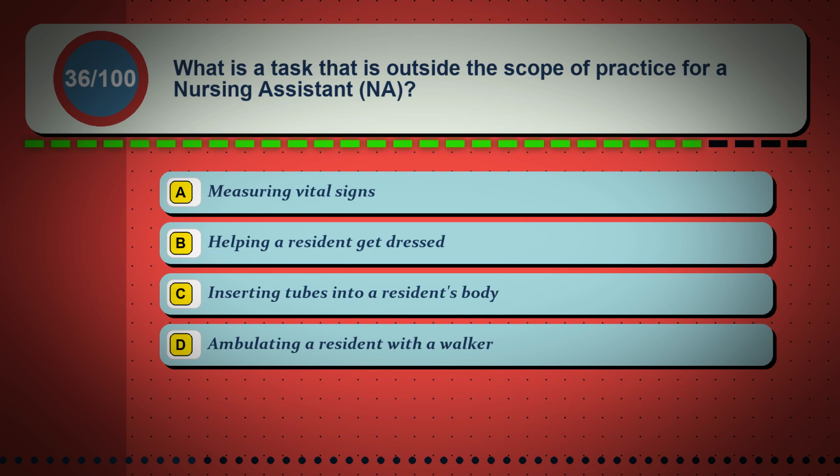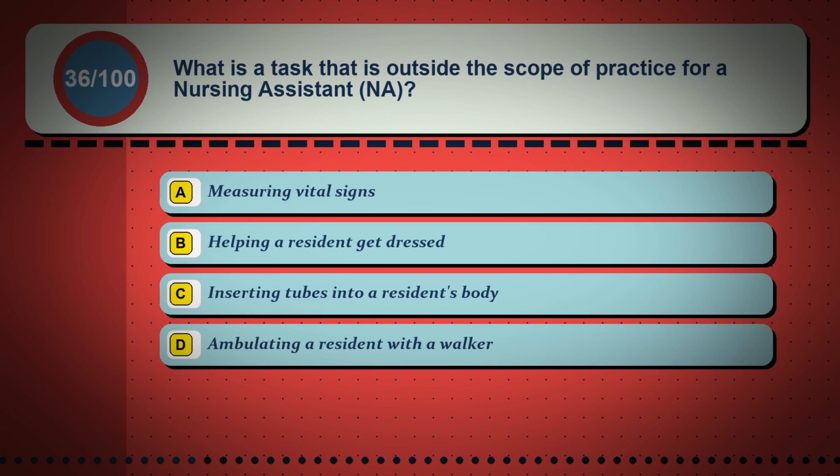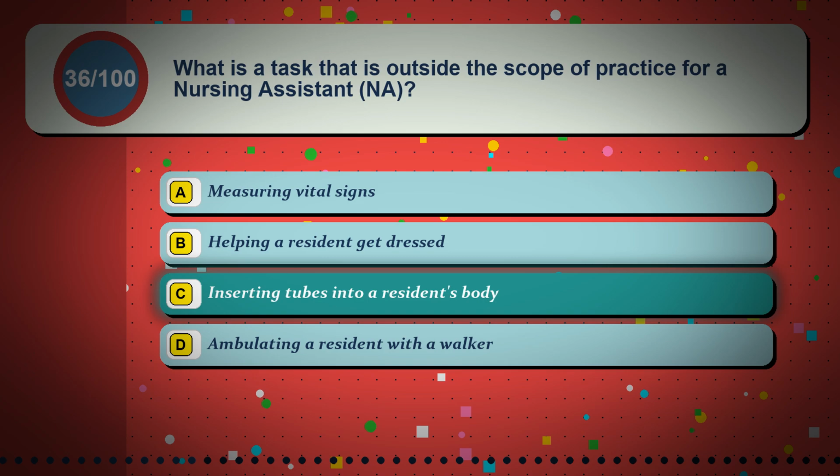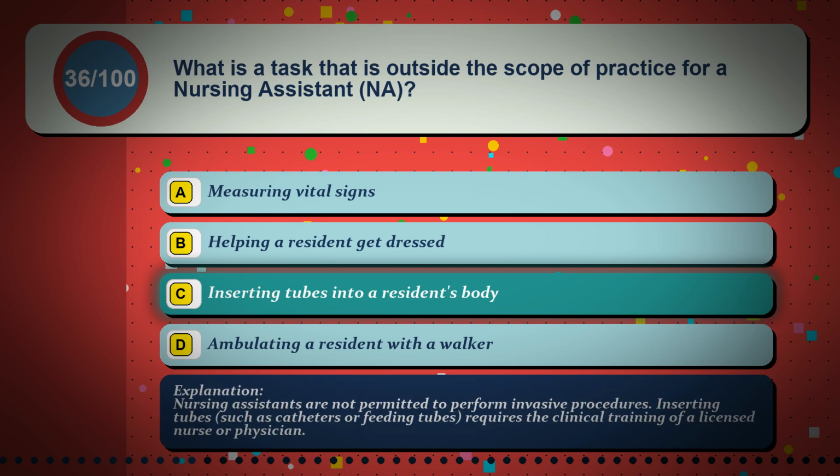Question 36. What is a task that is outside the scope of practice for a nursing assistant, NA? Option A. Measuring vital signs. Option B. Helping a resident get dressed. Option C. Inserting tubes into a resident's body. Option D. Ambulating a resident with a walker. The correct answer is option C. Inserting tubes into a resident's body. Nursing assistants are not permitted to perform invasive procedures. Inserting tubes, such as catheters or feeding tubes, requires the clinical training of a licensed nurse or physician.